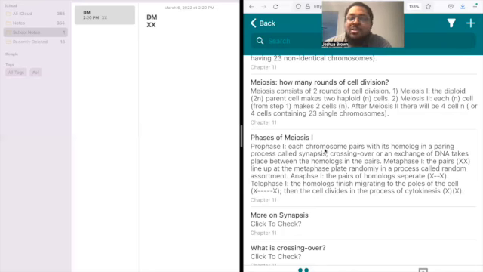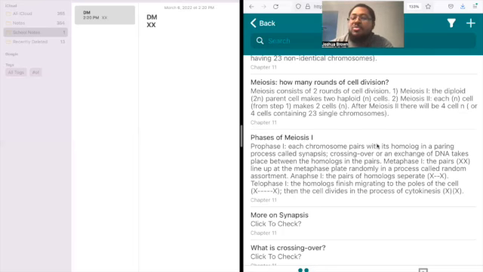But in meiosis, you're going to have prophase 1. So remember, there's 2 rounds of dividing. You have prophase 1, metaphase 1 and telophase 1, and then you're going to have prophase 2, metaphase 2, telophase 2. Okay, so this is prophase 1.